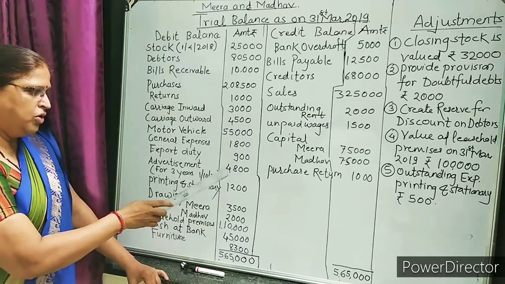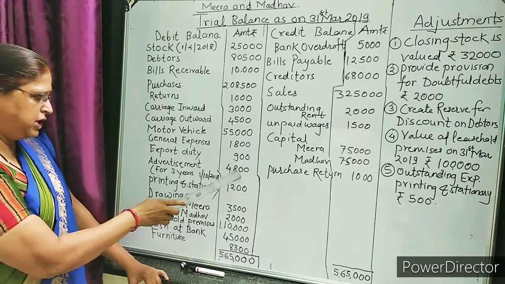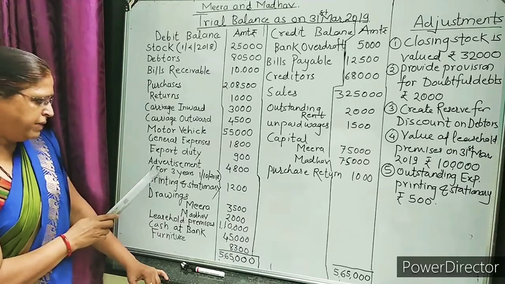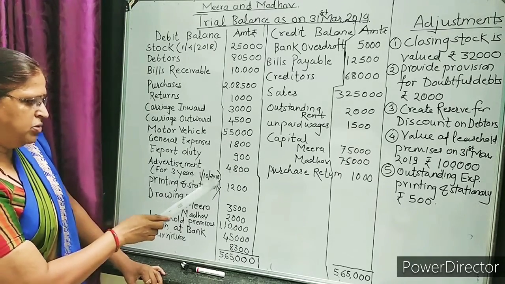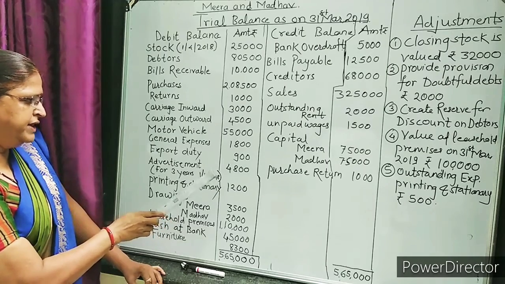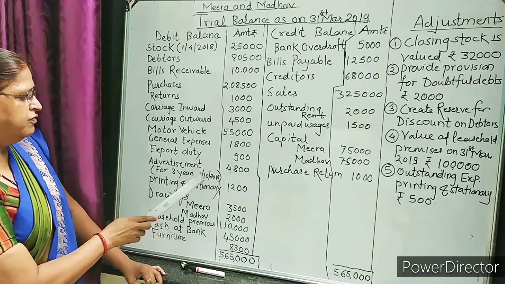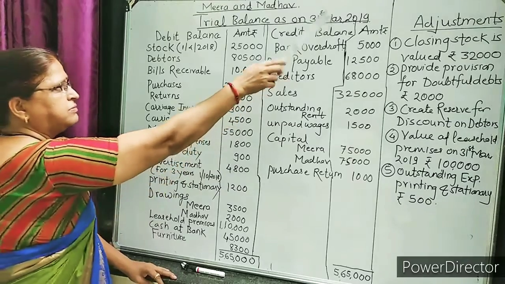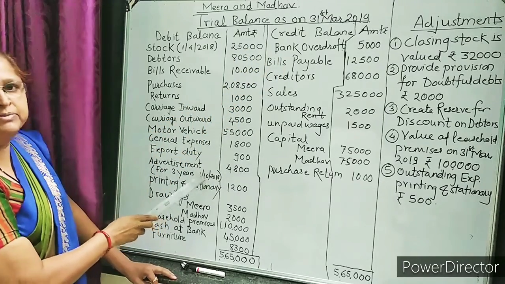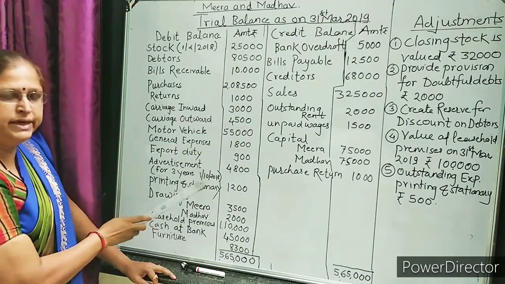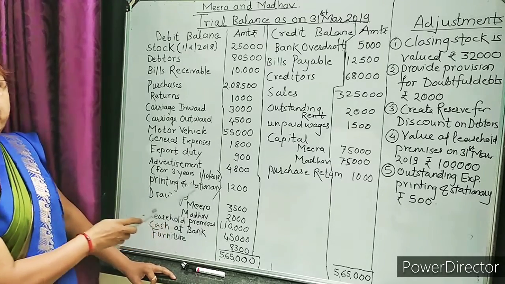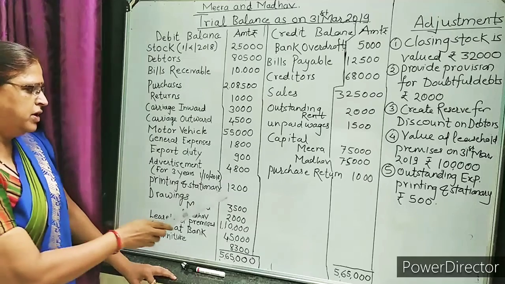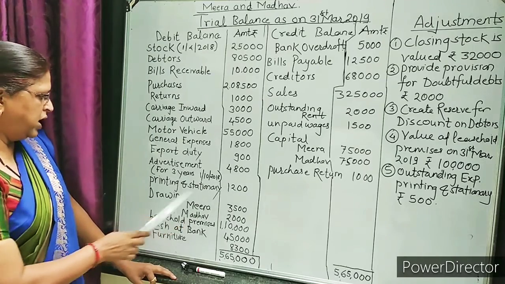Advertisement. An amount of advertisement is 4,800. But see in the bracket it is given for 3 years from 1st October 2018. With this we have to count the period from 1st October to 31st March. 6 months advertisement expenses we have to take this year. Printing and stationery we have to take to the profit and loss account debit side, 1,200.